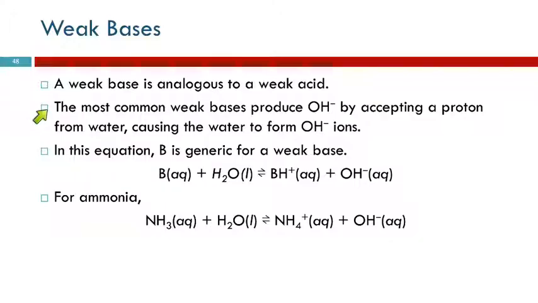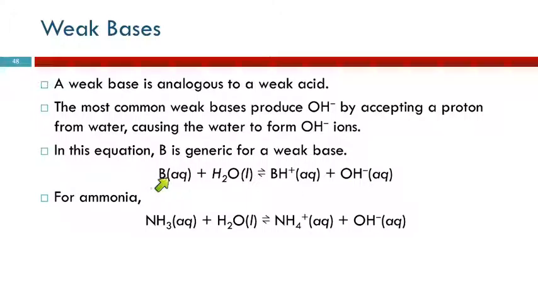Okay, weak bases. Most of the common weak bases produce hydroxide ions not by dissociating and releasing hydroxide ions, but actually by accepting a proton from a water molecule. So they're acting as Bronsted-Lowry bases, not as Arrhenius bases. So here, B, meaning any weak base, reacts with water to form BH plus and hydroxide.